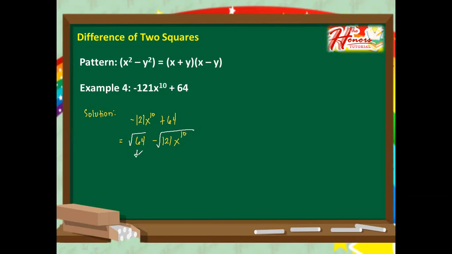Square root of 64, that's 8. Square root of 121 is 11. Square root of x raised to 10, that's 10 divided by your index, which is 2. That's 5. So x raised to 5. So 8 is your x. 11x raised to 5 is your y. So therefore, this is our final answer.